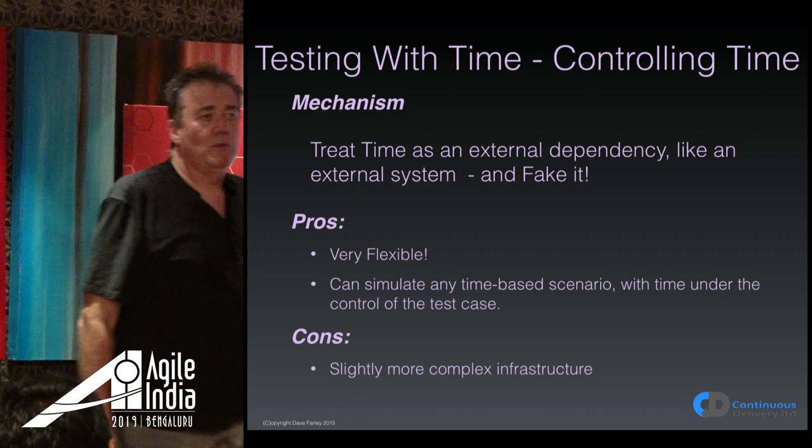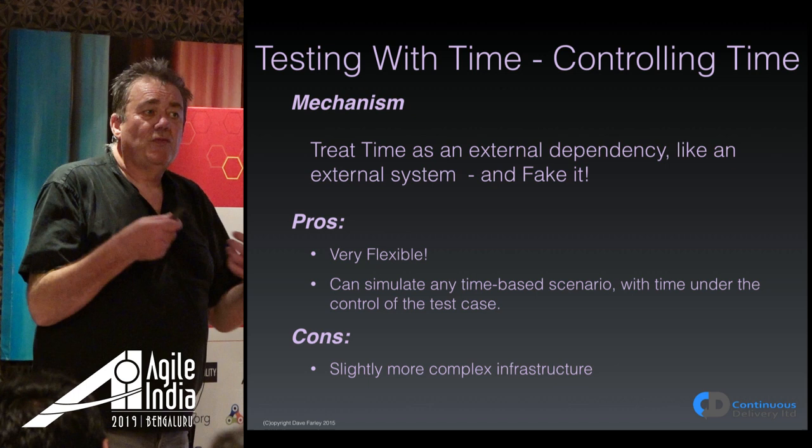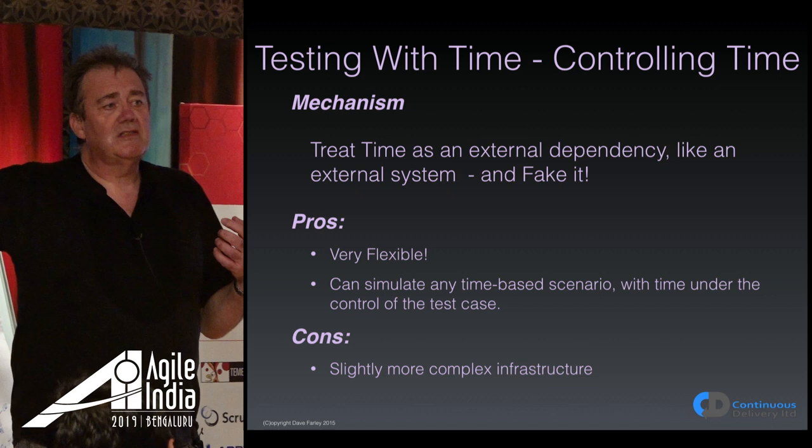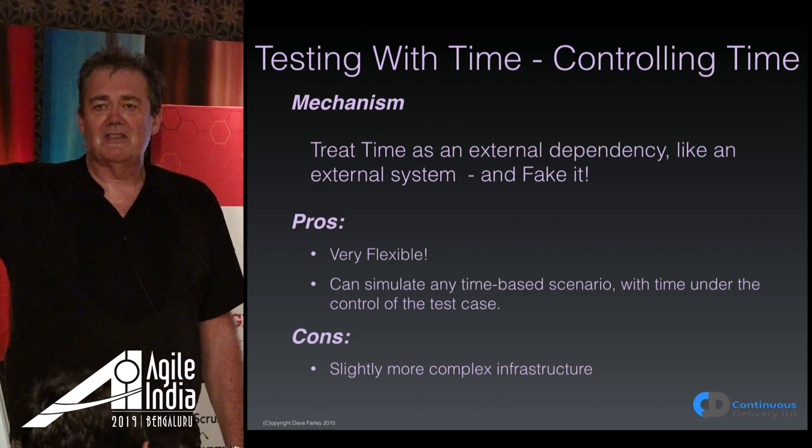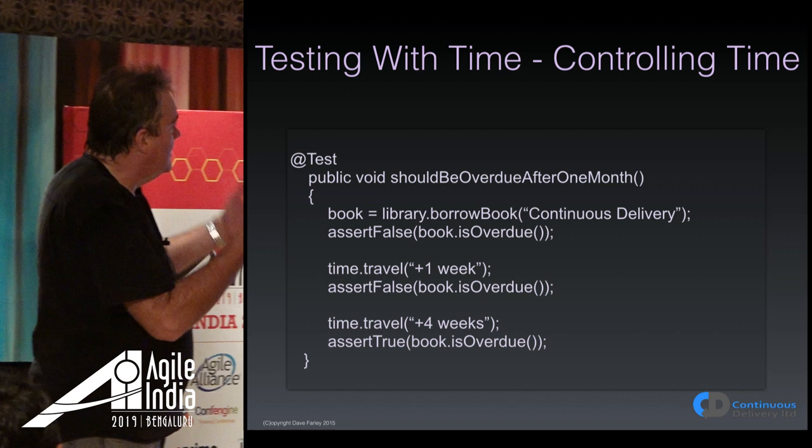It's slightly more complex in terms of infrastructure. It meant, for example, that when we were testing our exchange, we could test long-running scenarios. One of the things that we used to do is have tests that would fast forward to the next daylight savings change to make sure that our software worked through daylight savings change times and that kind of thing. So here's a little example.